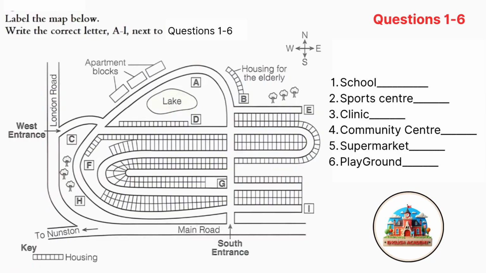OK, so I'll put a map of the proposed development up on the screen. You'll see it's bounded on the south side by the main road, which then goes on to Nunston. Another boundary is formed by London Road on the western side of the development. Inside the development, there'll be about 400 houses and 3 apartment blocks.